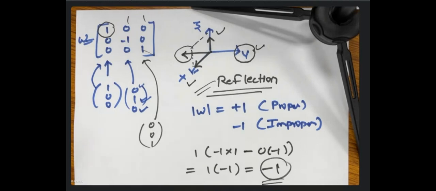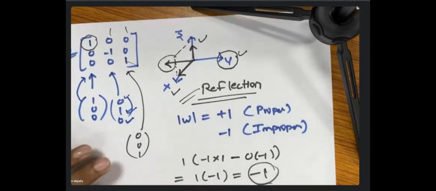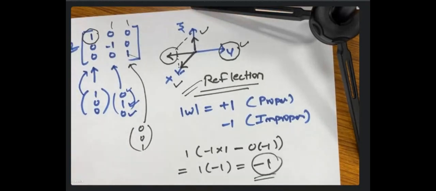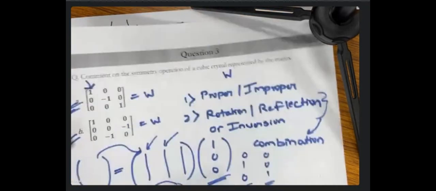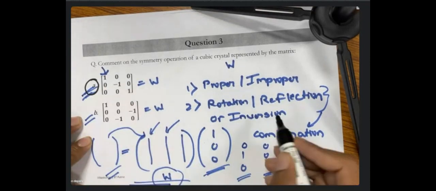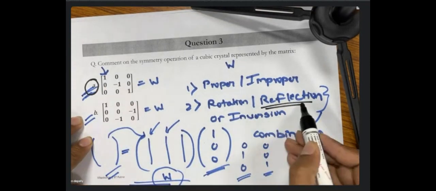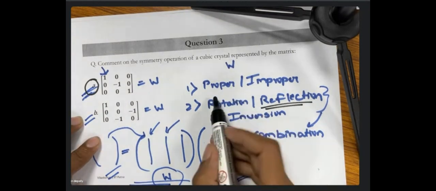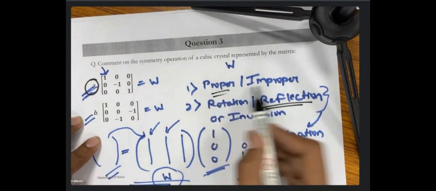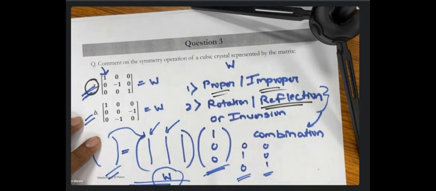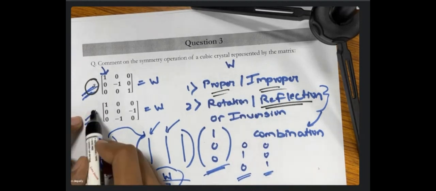I hope it is clear, and if there is any doubt regarding this, you can put it in the comment box. I will definitely respond to it. Okay, so now let's move to its second part. In the first part, we said it is a reflection. We commented on the symmetry operation which occurs, and also whether it's proper or improper. Now let's go to option B.